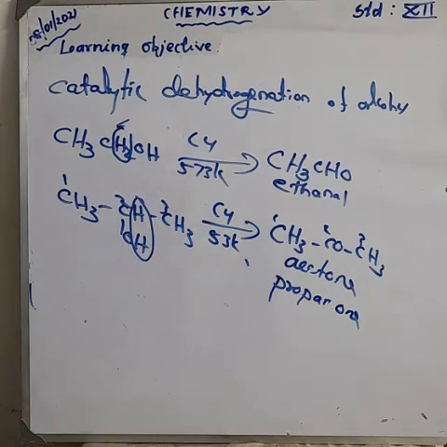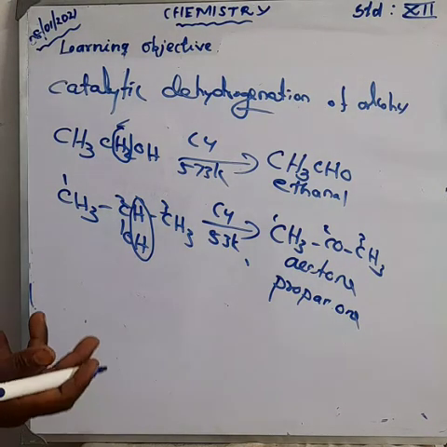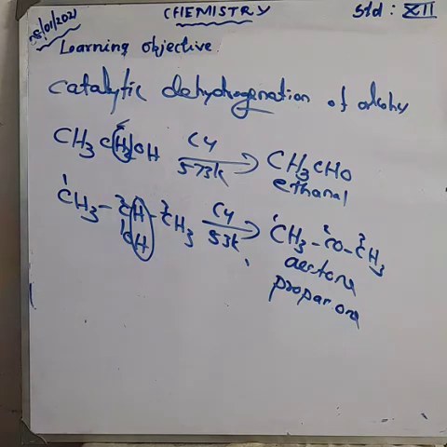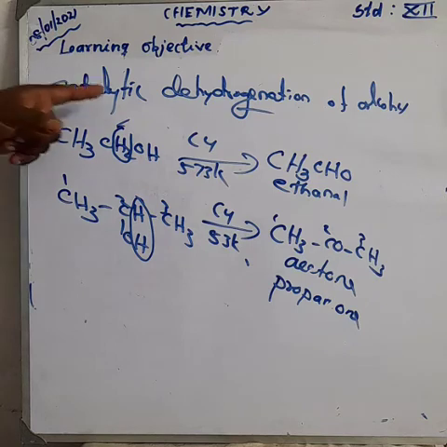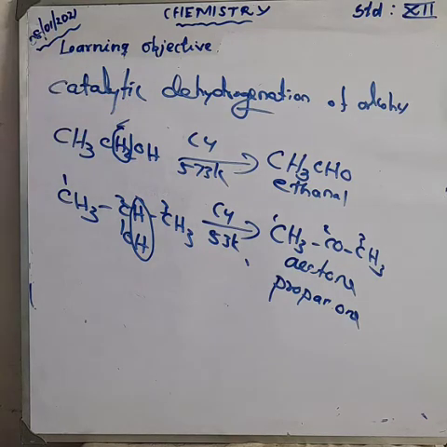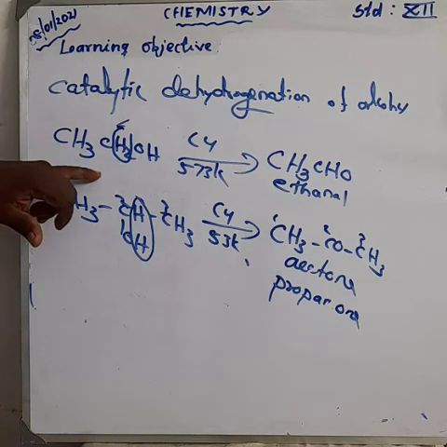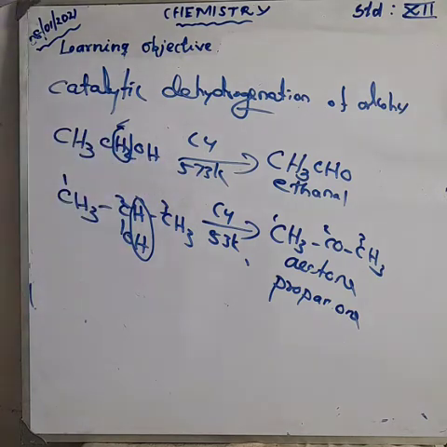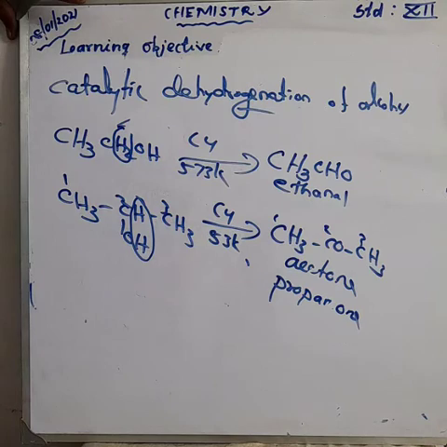So we get propanone. The third one is tertiary butyl alcohol. With tertiary butyl alcohol, only a dehydration reaction takes place. Don't forget that. Primary and secondary alcohols undergo only catalytic dehydrogenation. For tertiary butyl alcohol, it is dehydration.